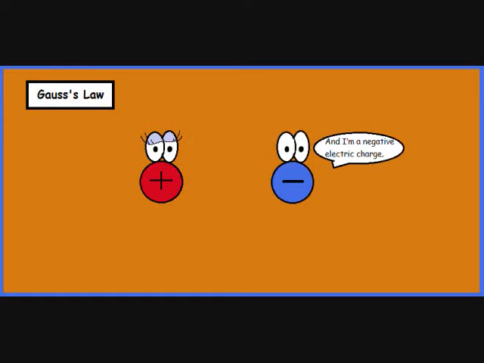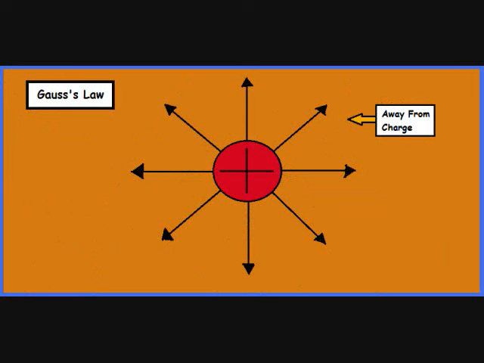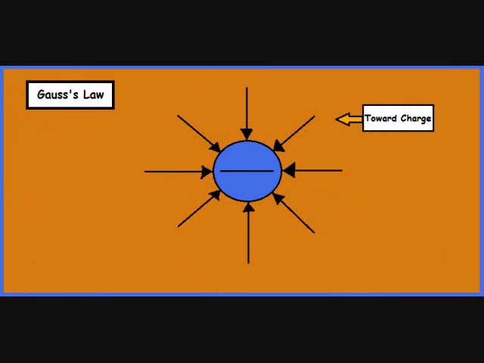Well, Gauss's law tells us that in nature there are such things as positive electric charges and negative electric charges, and that these electric charges can interact with one another without even touching each other through what is known as electric fields. Now, by convention, we say that electric fields are directed away from positive charges and towards negative charges. But it doesn't end there.